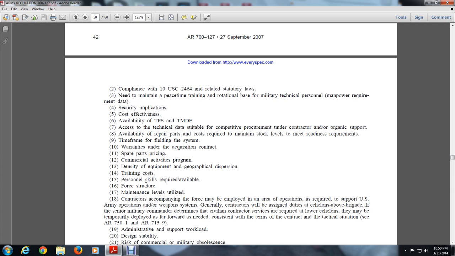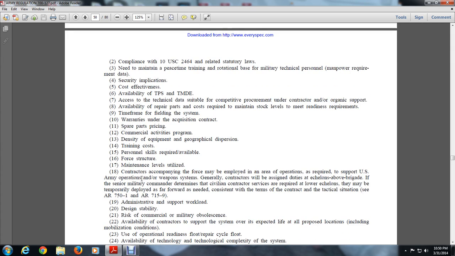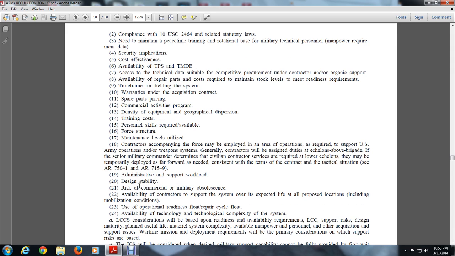See AR 750-1, AR 715-9, and: 19, administrative and support workload; 20, design stability; 21, risk of a commercial military option; 22, availability. Contractors support the system over its expected life at all supporting locations, including mobilization consideration; 23, operational readiness, float, repair, recycle, float; 24, availability of technology.